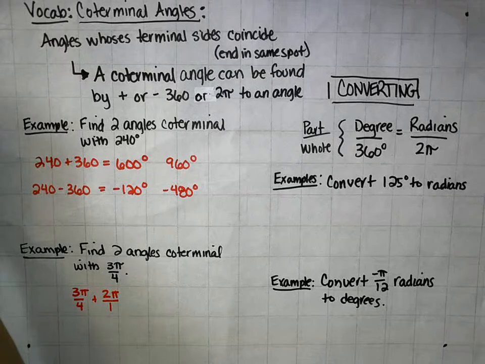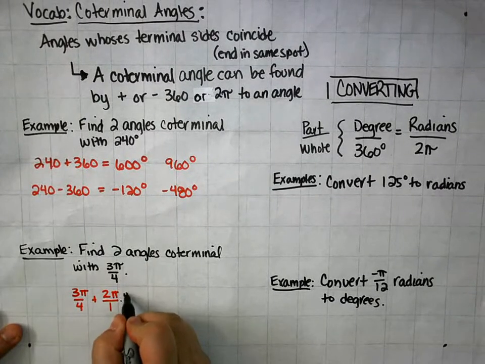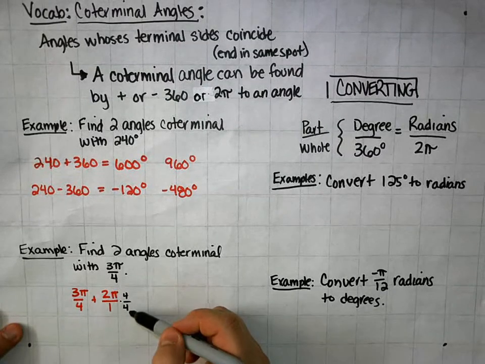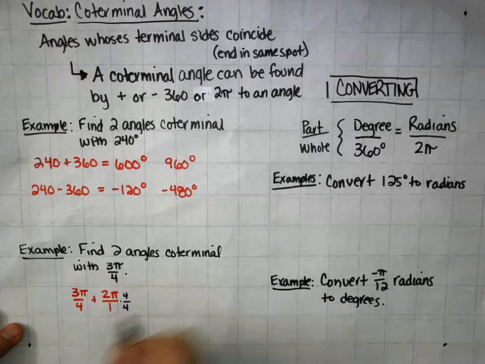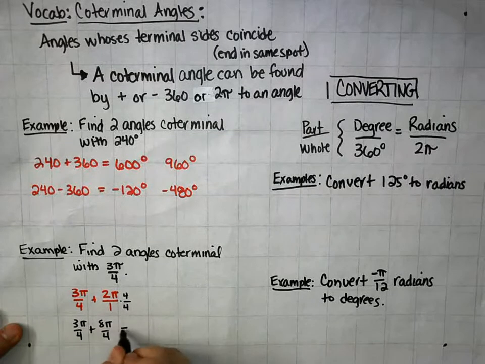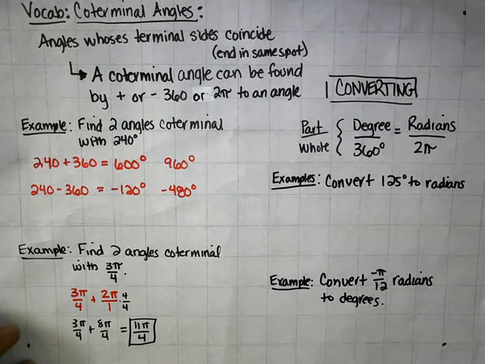So I'm going to put my 2 pi over 1. I'm then going to switch my color so you can see what I'm doing. My common denominator is going to be 4, so I will multiply the 2 pi over 1 by 4 over 4. My new problem becomes 3 pi over 4 plus 8 pi over 4. And when I add the tops together, I get 11 pi, and the bottom stays the same, over 4. And that is my radian answer.